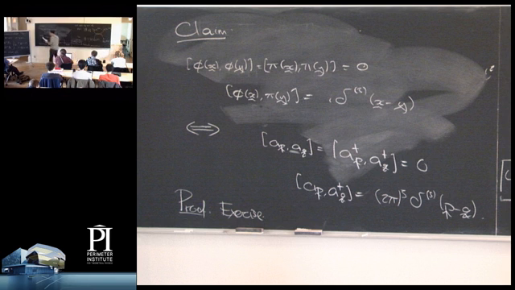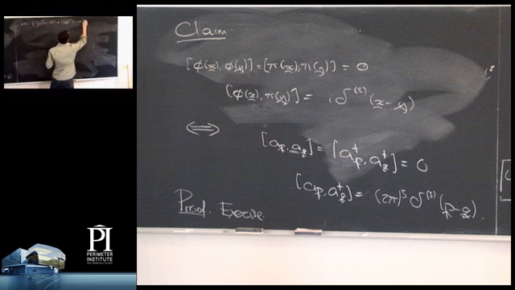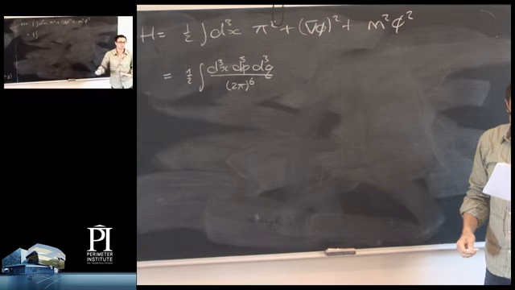Let's have a look at the Hamiltonian. Actually, I will go through this same basic exercise for the Hamiltonian. So the Hamiltonian is a half times the integral of d3x pi squared plus grad phi squared plus m squared phi squared. And all I'm going to do is just plug into this the definitions for phi and pi in terms of a and a dagger.